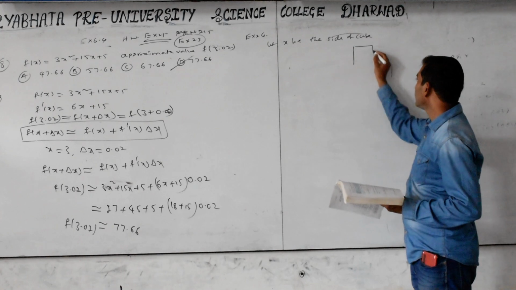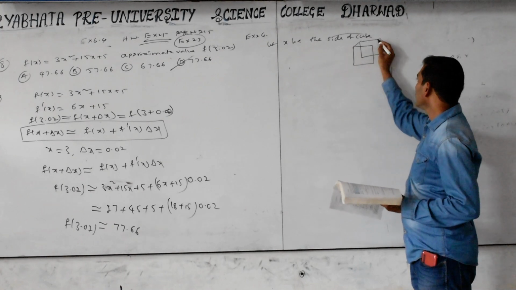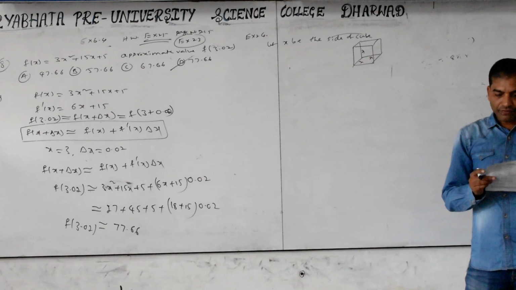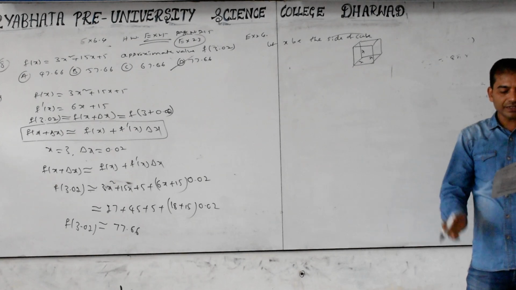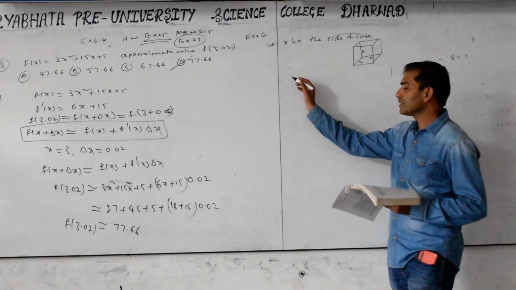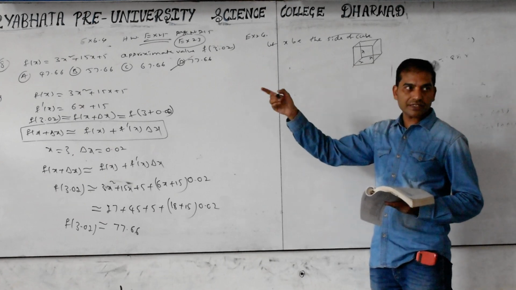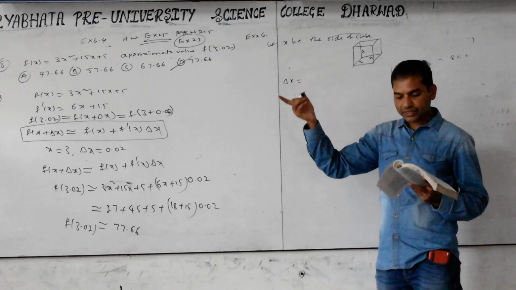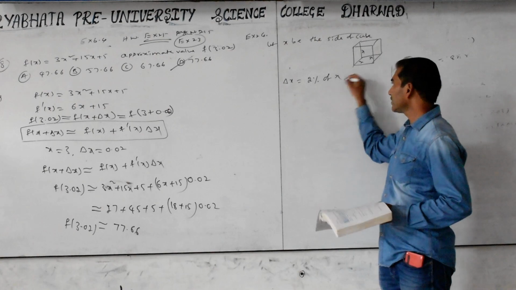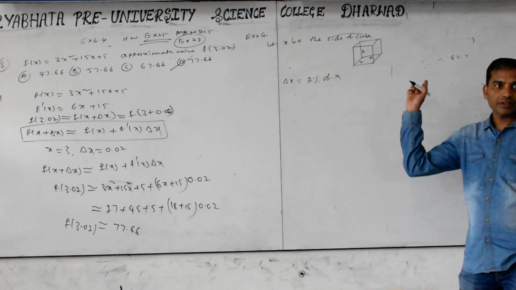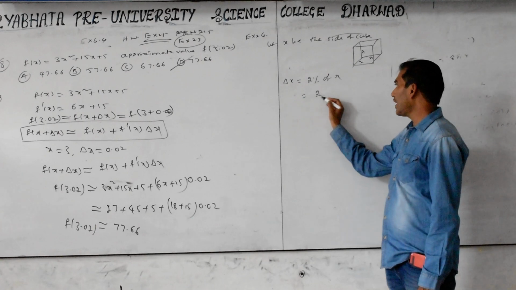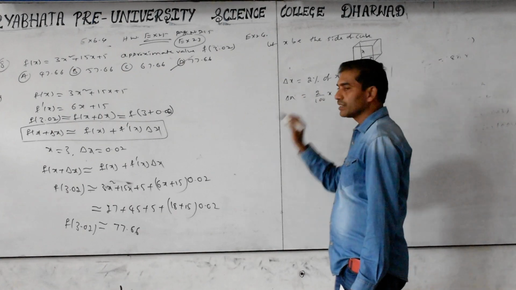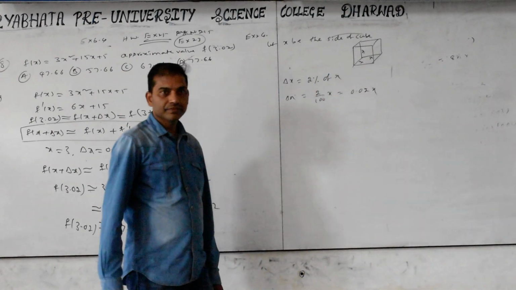The change in x is denoted by delta x. It increases by how much? 2% of x, that is 2% of the side of the cube. So 2% means 2 by 100 into x, equal to 0.02x. This is the increasing change in x of the cube.